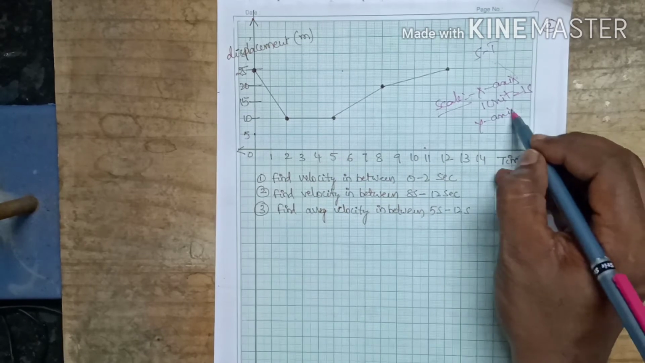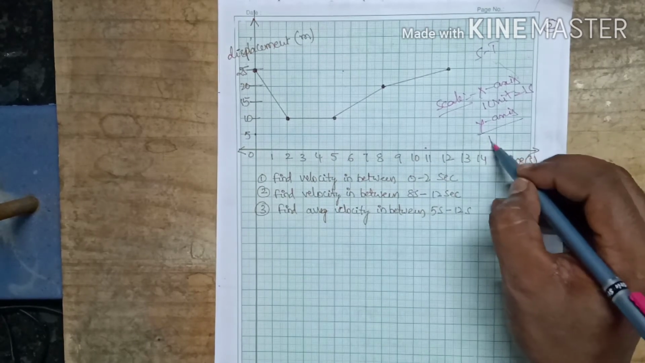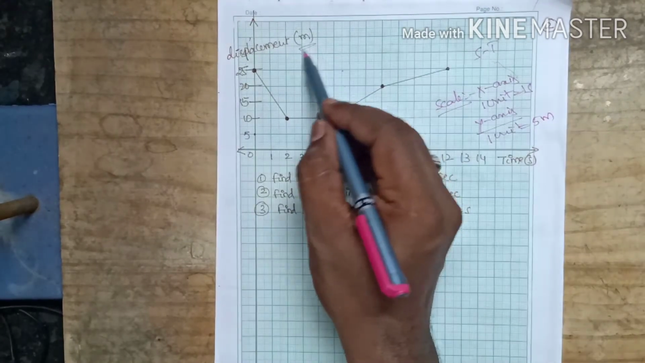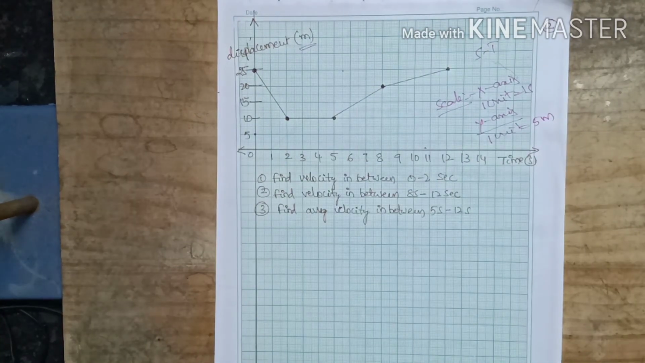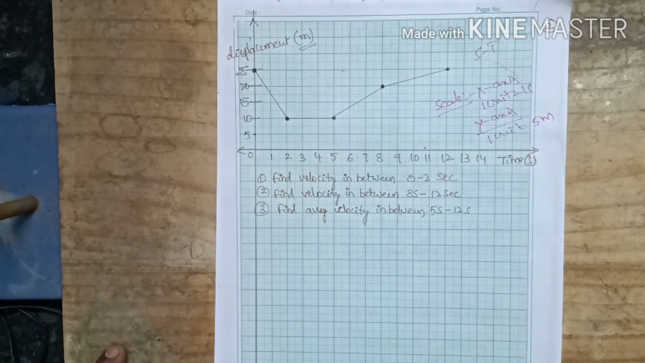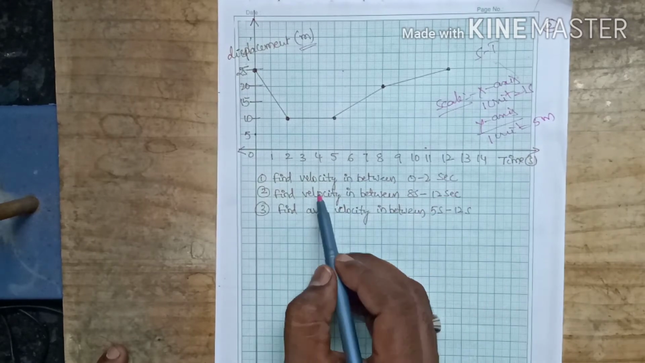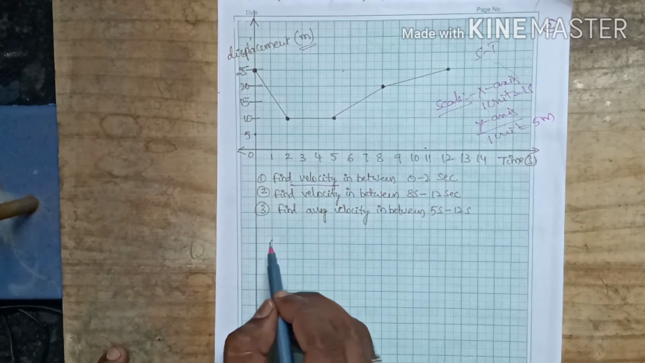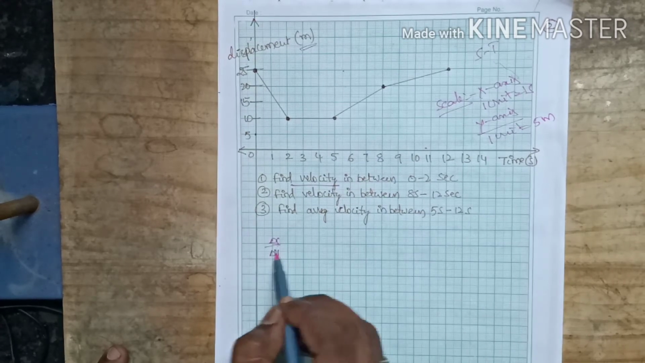On the y-axis, that is nothing but the displacement axis, 1 unit is equal to 5 meters. Why? Because the displacement is provided in meters. Now, after completing the scale, comes question number 1. Find the velocity. Velocity is nothing but displacement by time.